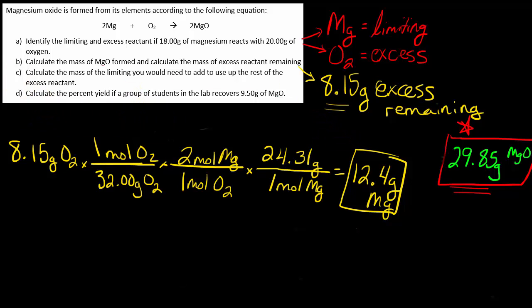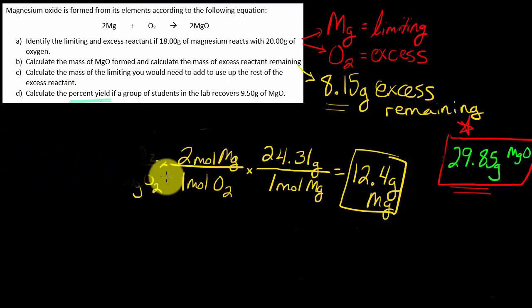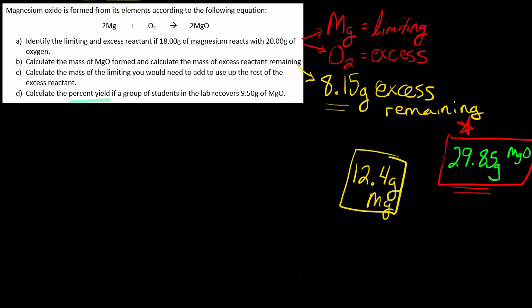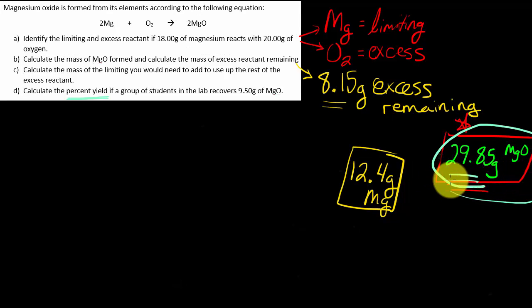And then the last question that it asks here is just a percent question. It says calculate the percent yield if a group of students in a lab recovers 9.5 grams of magnesium oxide. So all this is just a part over the whole. All a percent is, remember, is just part over the whole. So what we're saying is that obviously nobody's perfect. We couldn't go into a lab and get exactly 29.85 grams of magnesium oxide. We're not going to be great at getting 100% of this. And so percent yield is a good way to tell us how good we've done.